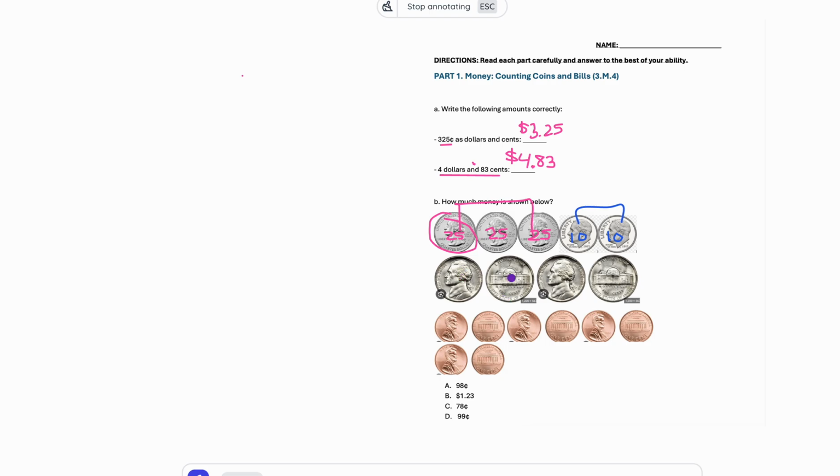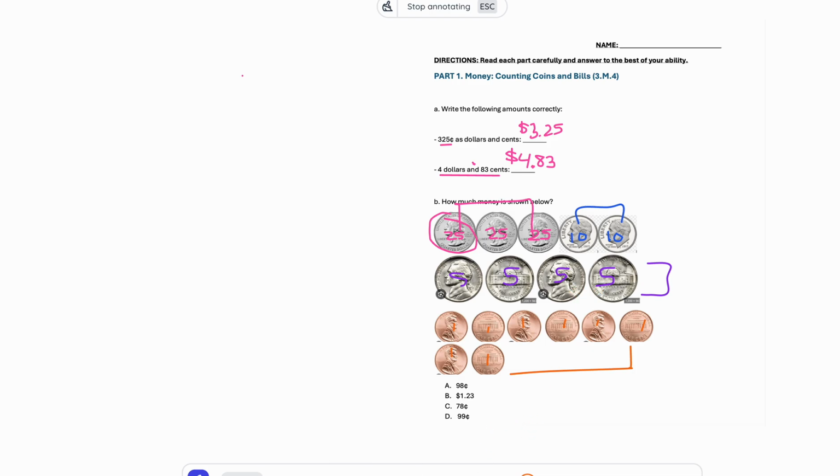Next, we have 1, 2, 3, 4 nickels, and these are worth 5 cents each. And then finally, we have 1, 2, 3, 4, 5, 6, 7, 8 pennies. These are each worth 1 cent. Now hopefully you did not think that because I showed the front and the back, this was the same coin. No, these counted as different ones, because sometimes on iLearn they might not show you the front of the coin. They might show you the back.